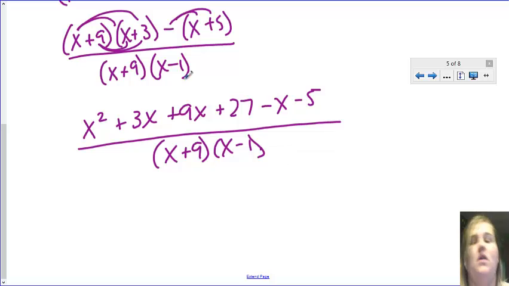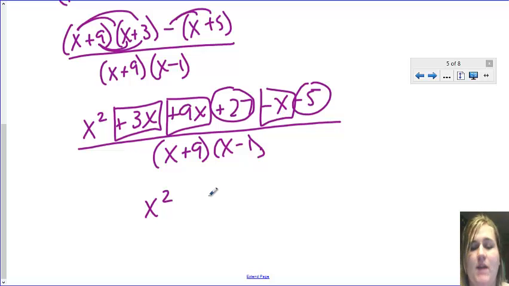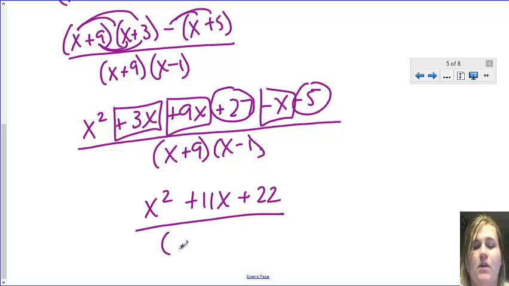Combine like terms on top. I have 3x plus 9x minus x, and then I have 27 minus 5. So I have x squared still. 3x plus 9x is 12x. Minus an x is 11x. And then 27 minus 5 gives me a 22 over that common denominator of x plus 9, x minus 1.